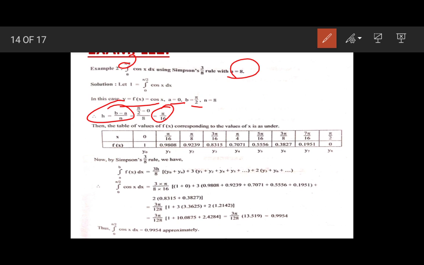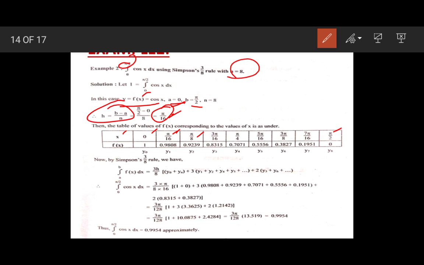Now again we are going to prepare the x and y table. So the x values will start from the a value, that is, from the lower limit. So 0. Then we add pi upon 16 to that, so we get pi upon 16. Again to this we add the h value, so it will be pi upon 8. So on, we prepare these x values.